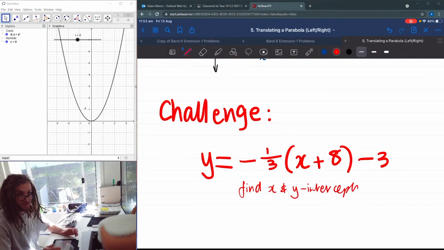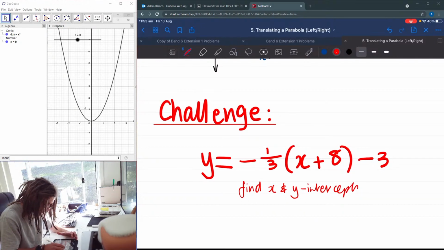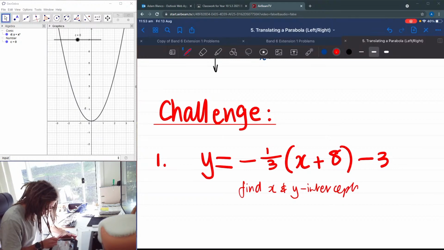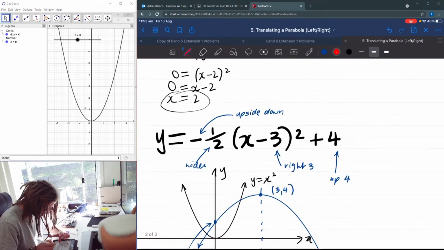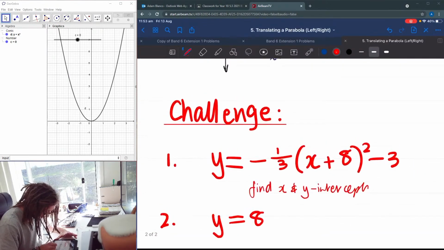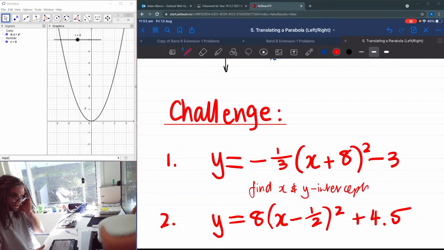Okay, if anyone can do that, I'll be impressed. Should we make a second one? Let's make a second one. Y equals 8 times (x minus a half) squared plus 4.5. Have a go at those two.